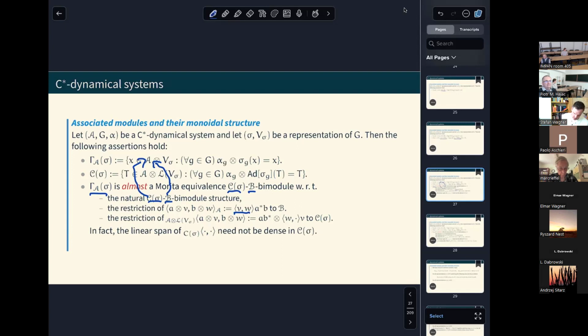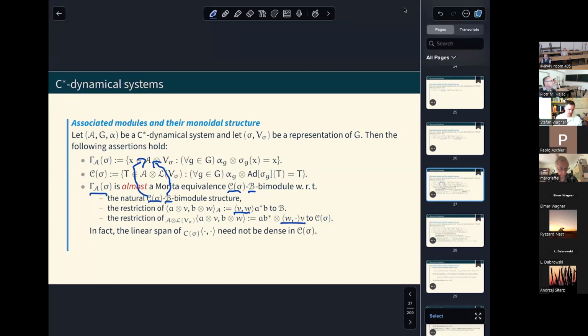Again, this has values in A, but you can use this invariant property to show that this actually restricts to elements in B if you plug in elements in this associated vector bundle. And for the other side, you take simple tensors, A tensor V and B tensor W, and you map it to A, B star, and then to this rank 1 operator. And again, by this invariance condition, it will end up in this C sigma.